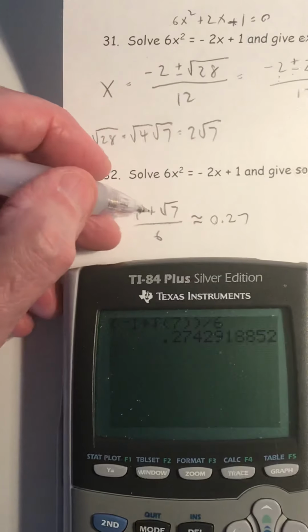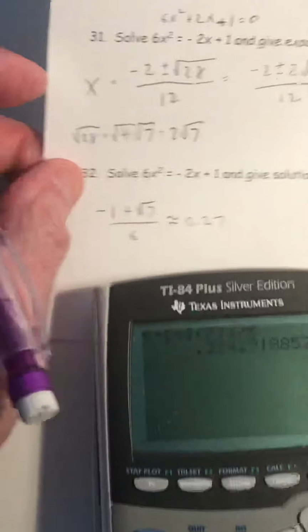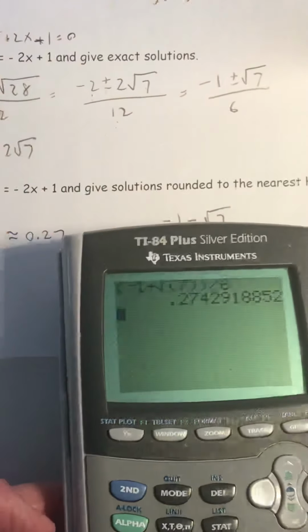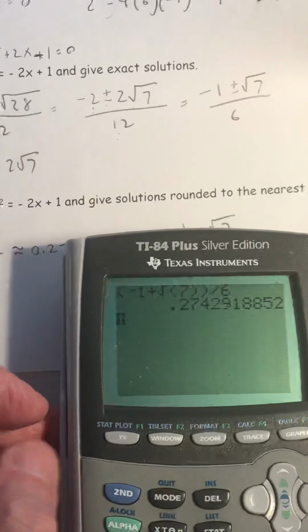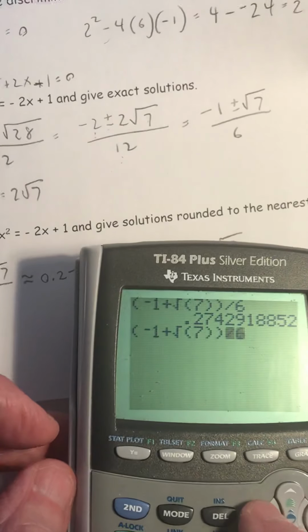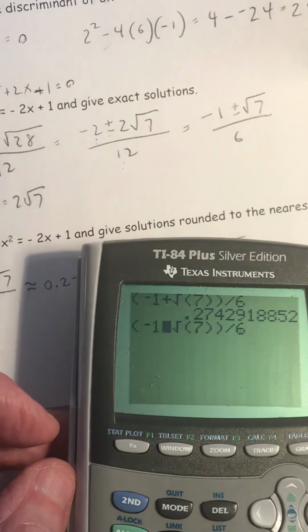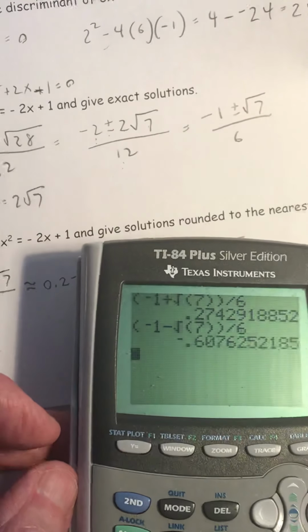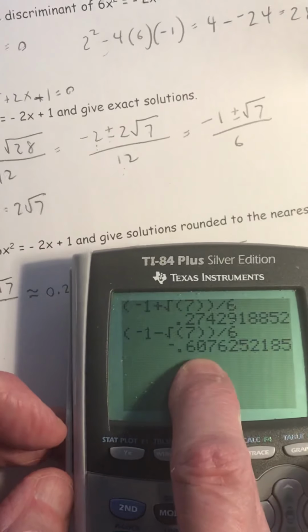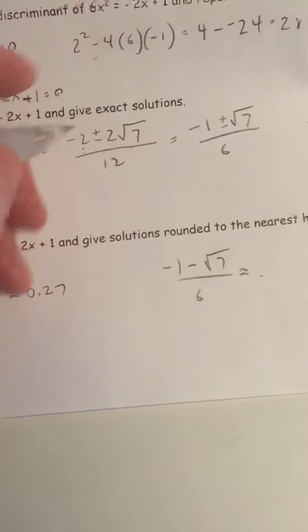Wiggly equal sign, just as good as putting a dot on top. And for the other solution, instead of typing this all in all over again, I simply hit the shift key, the second key, and then enter, and it brings it up again. And now I can dance over here and change that plus sign, the add sign, to subtract sign, and I get -0.607. So the 0 is the hundredths place. I round up to -0.61.